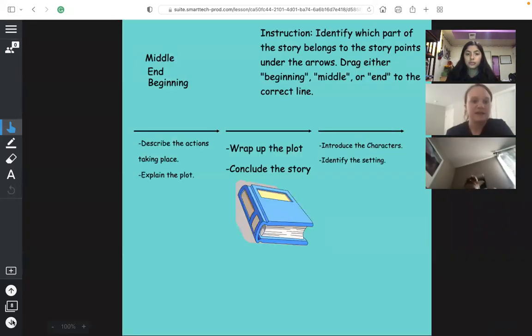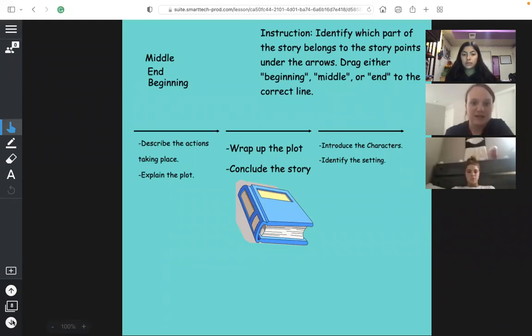Okay, and see right here, this is another one to help them look at the chronological order of things. So the instructions: identify which part of the story belongs to the story points under the arrows. Drag either beginning, middle, or end to the correct line. So the first line underneath says describe the actions taking place and explain the plot. The second under the line would say wrap up the plot, conclude the story. And the third would be introduce the characters and identify the setting.